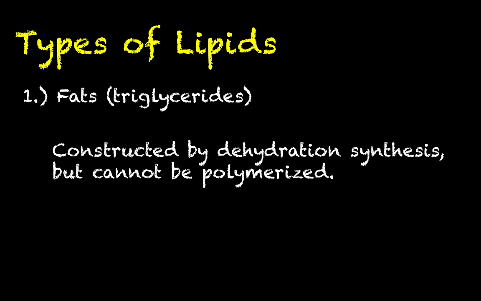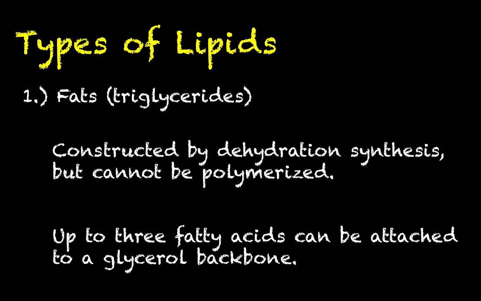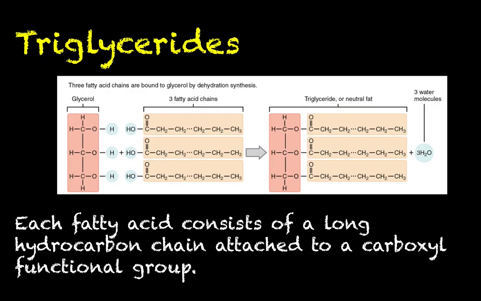Of the different types of lipids that we're going to talk about, the first one we will talk about are fats or triglyceride molecules. These are going to be most in line with what we've talked about previously with dehydration synthesis and how you typically go about constructing macromolecules. Triglycerides are constructed by dehydration synthesis, but the issue here is that we cannot get unlimited polymerization like we could with carbohydrates or proteins or nucleic acids. What we can do is attach up to 3 fatty acids to a glycerol backbone, but that is all we can do in terms of polymerization here.